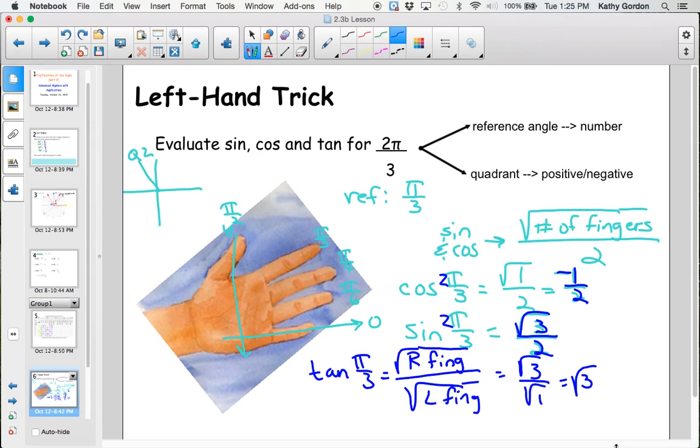Square root of 2 over 2. So what is the cosine of 7 pi over 4? Well, it's going to have square root of 2 over 2 in it. But now what quadrant is 7 pi over 4 in? The fourth. So in the fourth quadrant, is cosine positive or negative? Positive. So positive square root of 2 over 2 would be your cosine of 7 pi over 4.